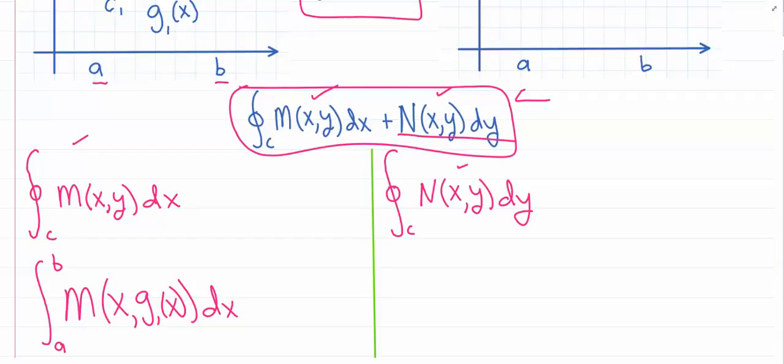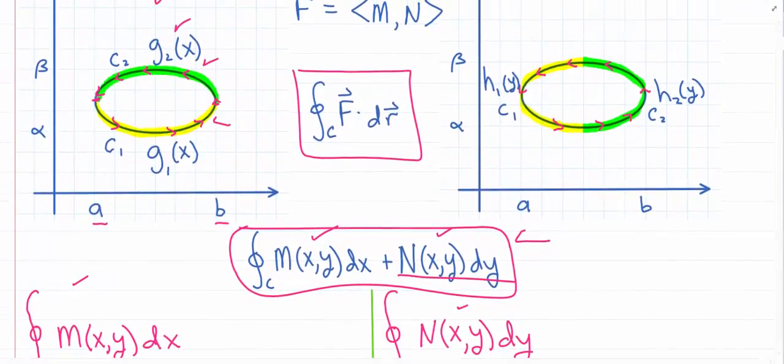And for that part, I'm going to use this same curve. I'm not changing my path at all. I'm using the same path through this same vector field. But now I'm going to change the way I break the curve up. In yellow over here is C1, and that is a function where x is a function of y. So x equals h1 of y. Now over here, x equals h2 of y, and that's my C2. So I'm breaking this path up a little bit differently.